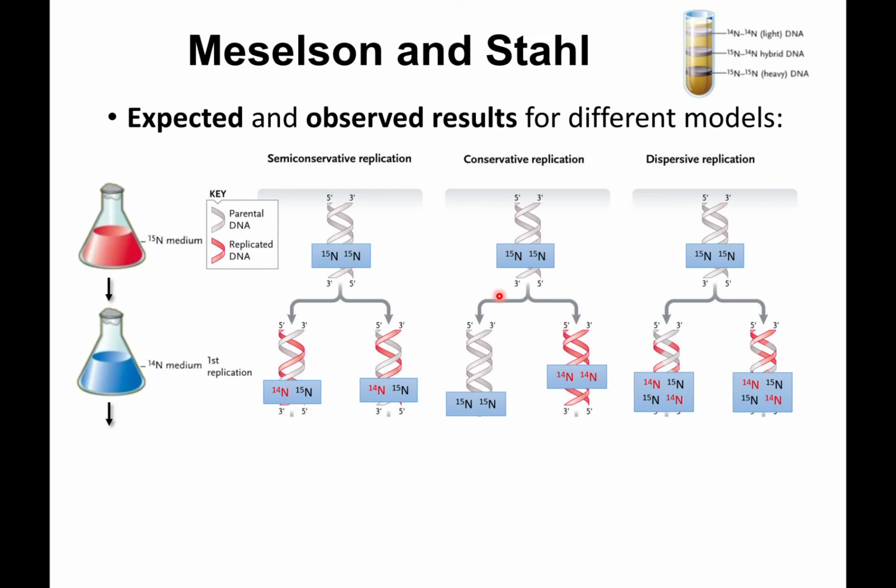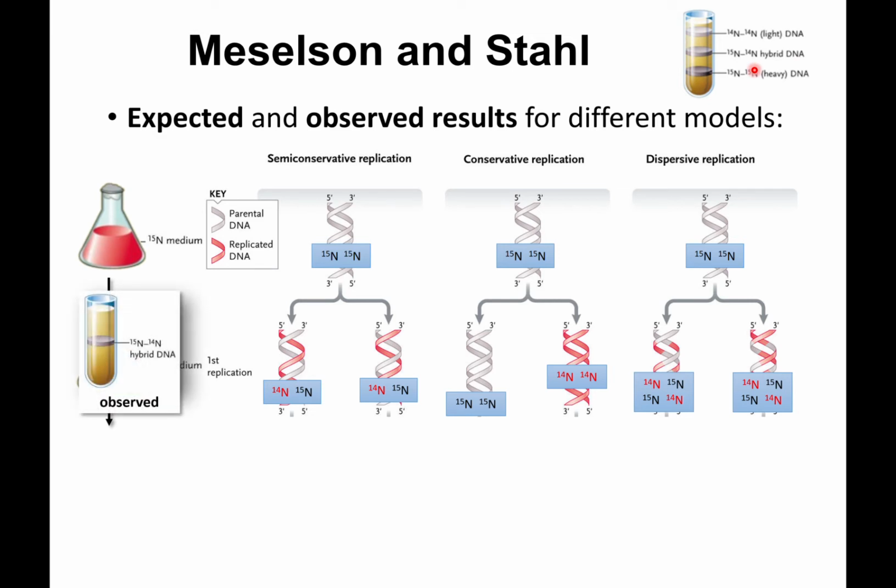What would happen if you have dispersive replication? You should get two DNA molecules that are a mix of both. So overall, these two molecules should most likely have a similar weight, right? And therefore should give you a band with an intermediate weight, similar to the one you have with semi-conservative replication, right? So this is what they observed.